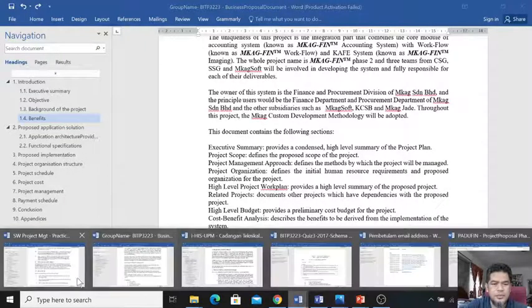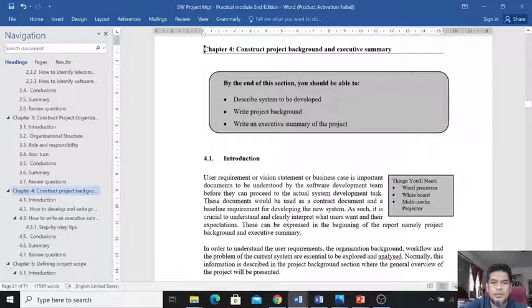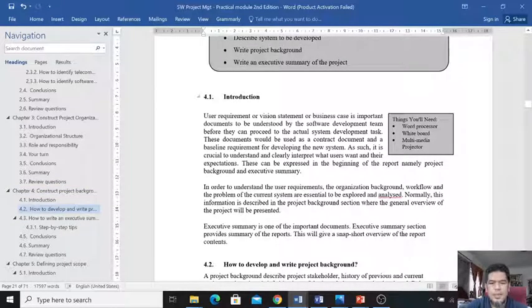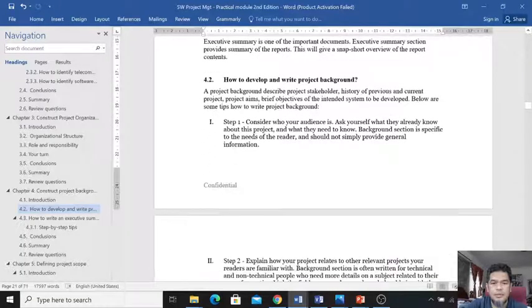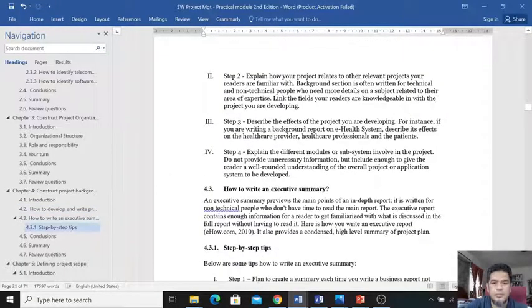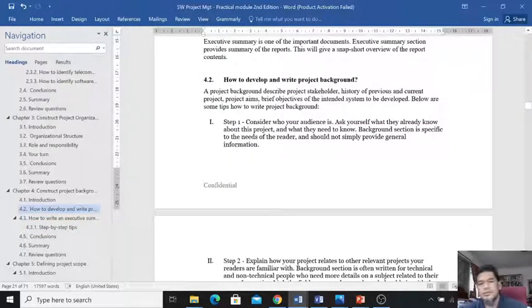So you can refer to the lab script that I gave to you, how to construct the project background and executive summary. So read this script or notes on how to write the project background. We got 4 steps on how to write the project background. Okay, you read by yourself. I think I already explained how to write the project background.